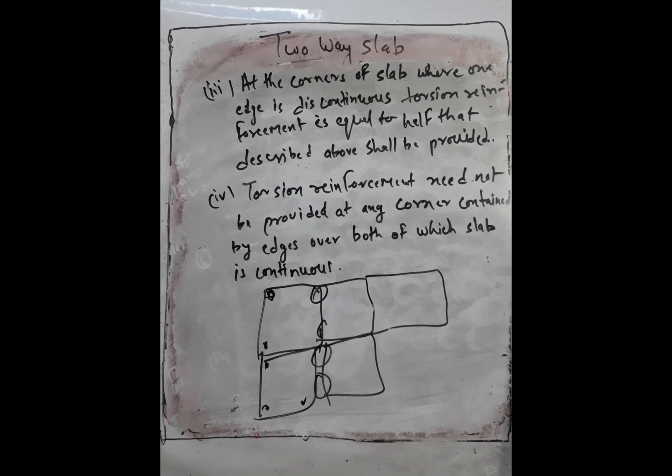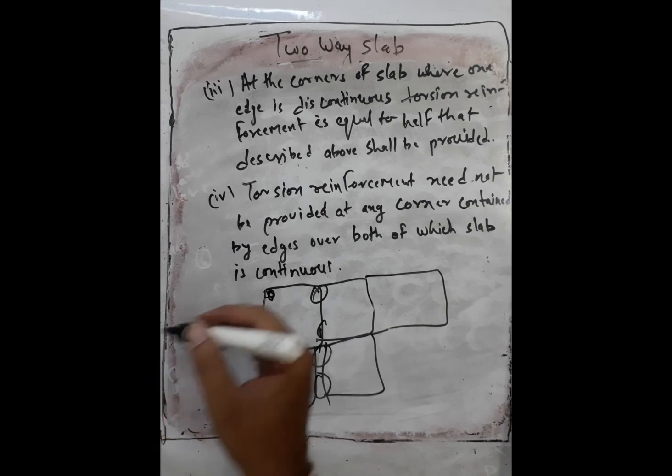So remember that two-way slab has two support conditions: corners not held down and corners held down. Now in the next lecture we will see one problem based on the two-way slab.